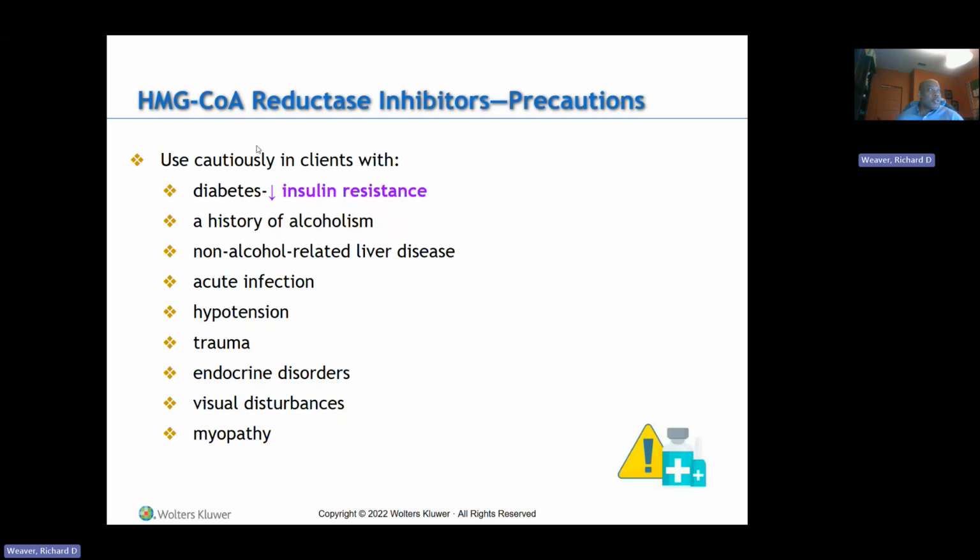Now, again, remember, don't get it confused. If it's contraindicated, you cannot give it at all. But if it's used with caution, it means that you can give it, but you have to take into consideration these various health issues that are listed here and really watch these patients.